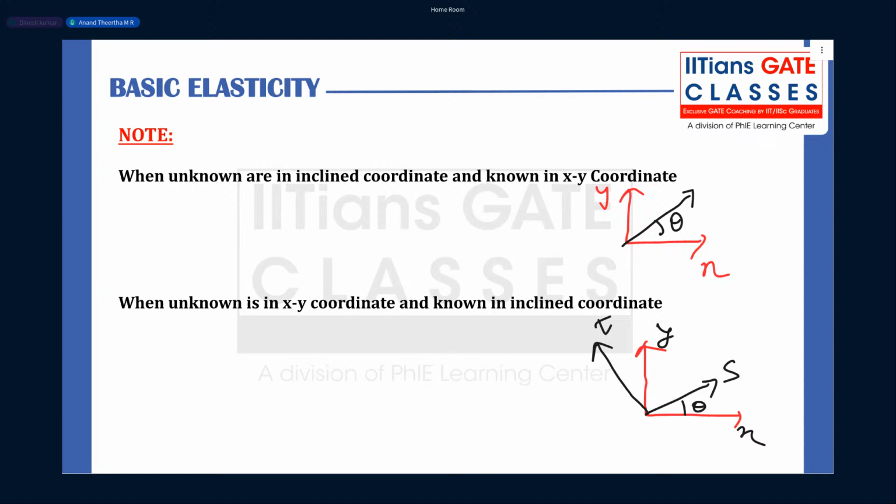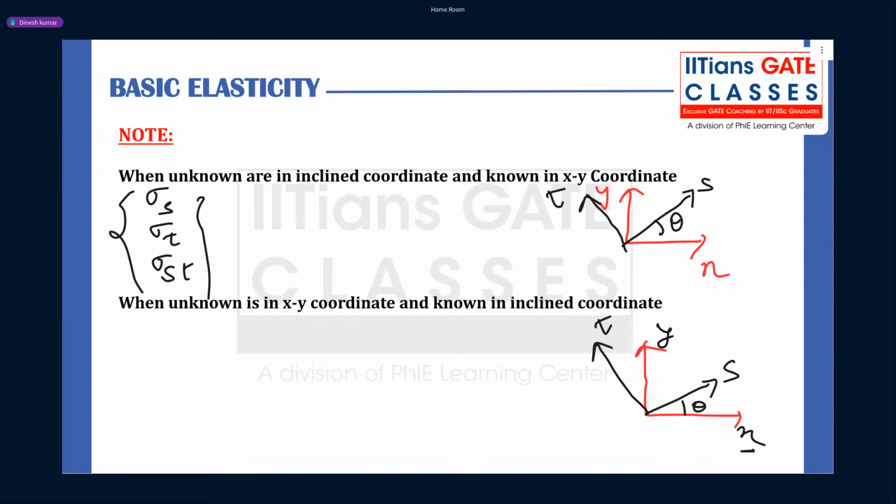Sometimes they are giving one angle theta. In one case, the unknown is sigma S and sigma T. And in another case, the unknown is x and y. So how will my matrix be? First, you can write your matrix as sigma S, sigma T, and sigma ST, right?